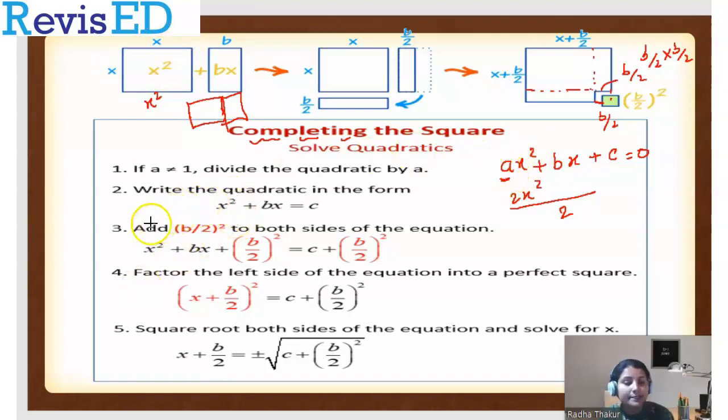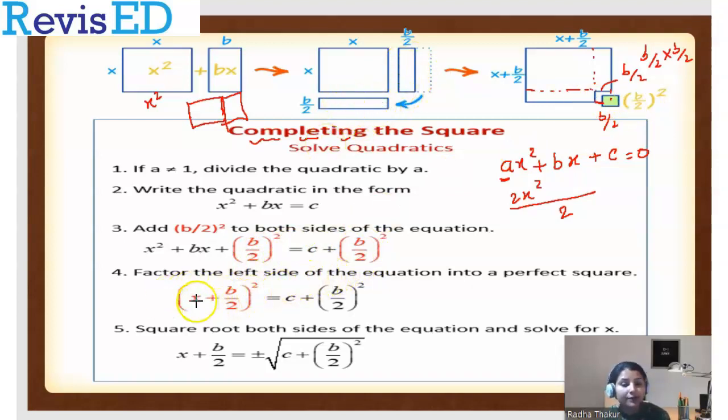Now, what is the second step? Write the quadratic in the form x square plus bx equals c, with c on the right hand side. Now the third step: we are dividing this bx and adding it. So take (b by 2) whole square and add this to both sides of the equation. We are adding (b by 2) whole square on both sides of the equation.